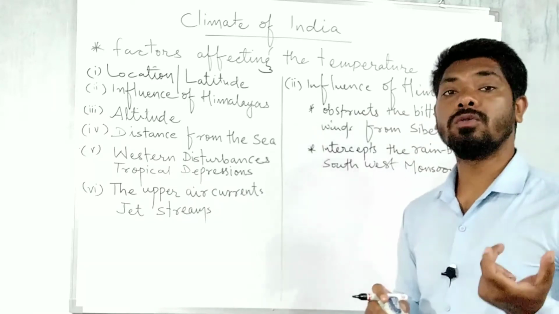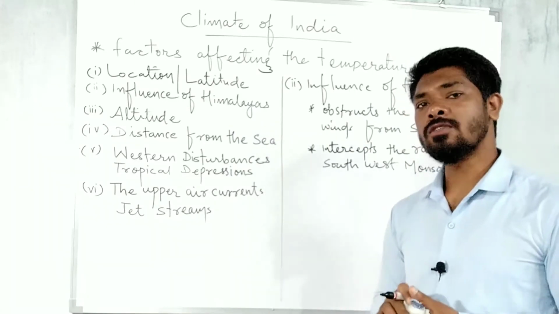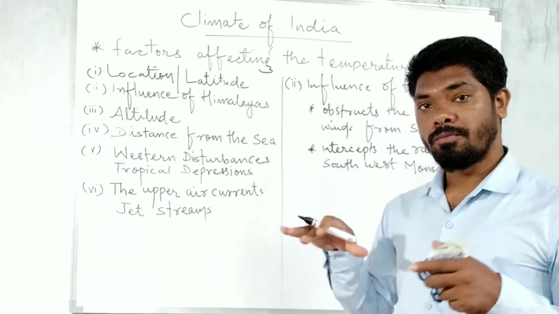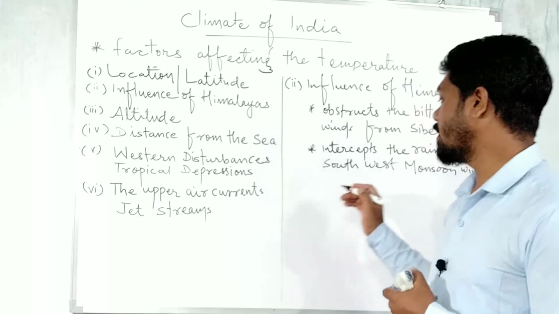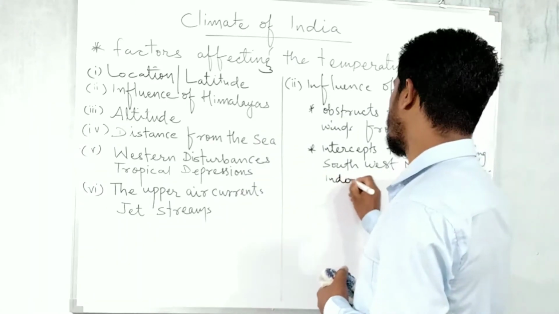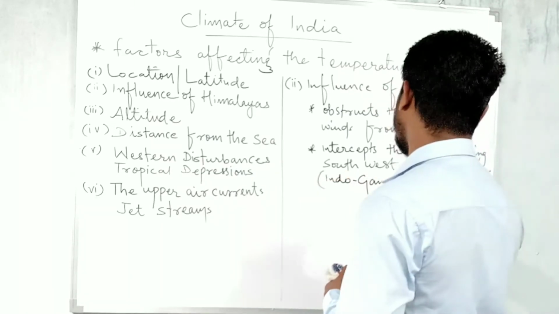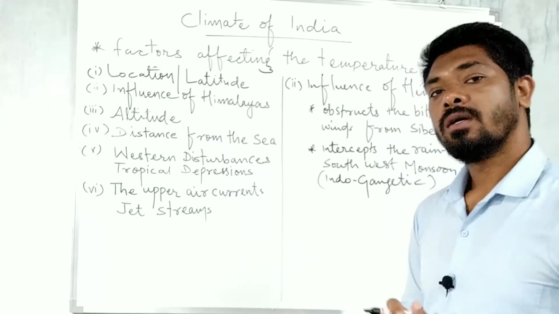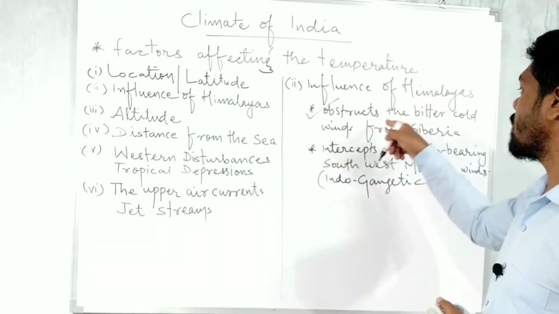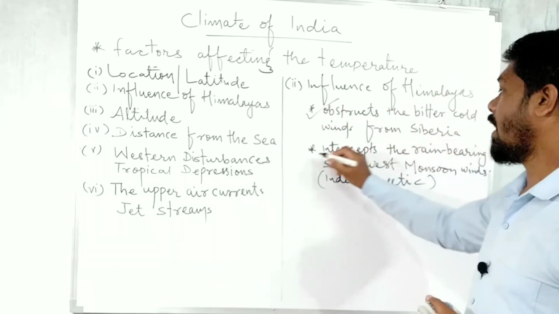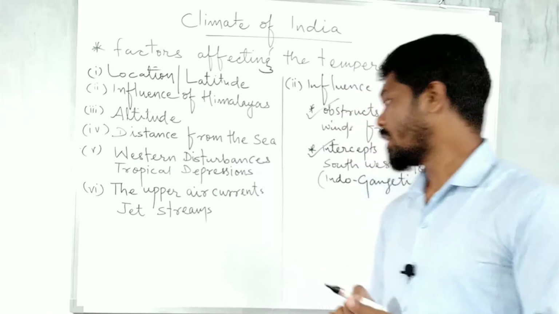That means it doesn't allow the southwest monsoon clouds to move away from India. Thus, it forces the moisture to shed within India itself, and due to that, the places of Indo-Gangetic or the plain areas receive heavy rainfall during the rainy seasons, right? So these were the two major factors. First one, remember, it obstructs the bitter cold wind from Siberia, and the second one is it intercepts the rain-bearing southwest monsoon winds.